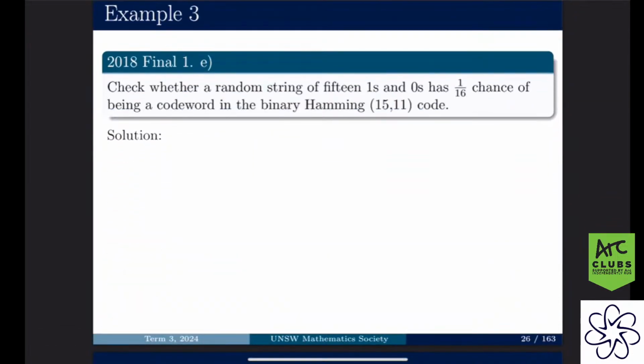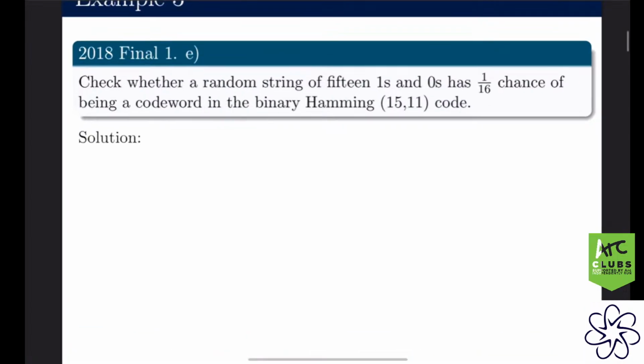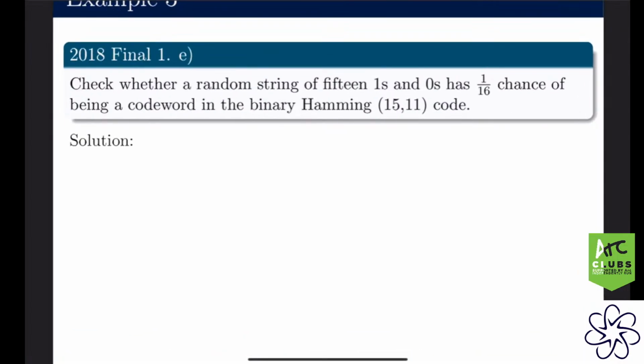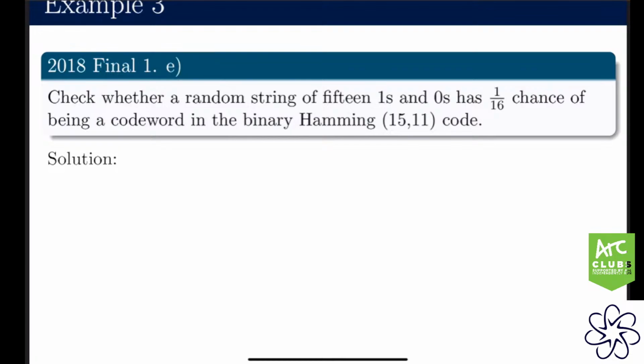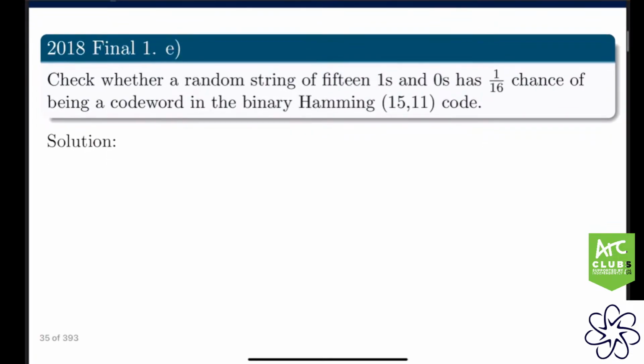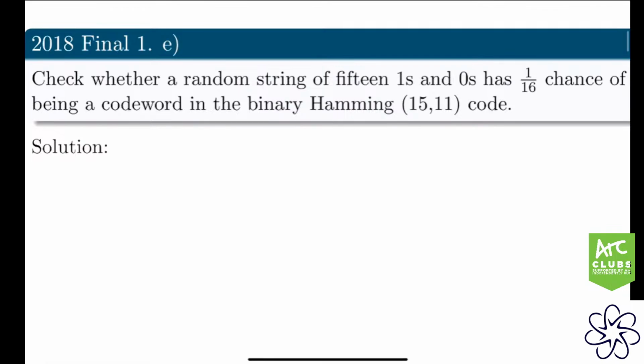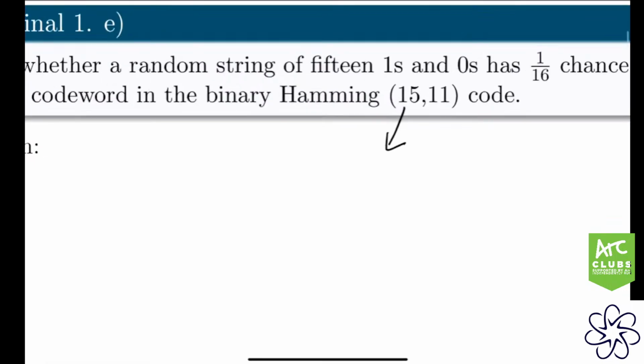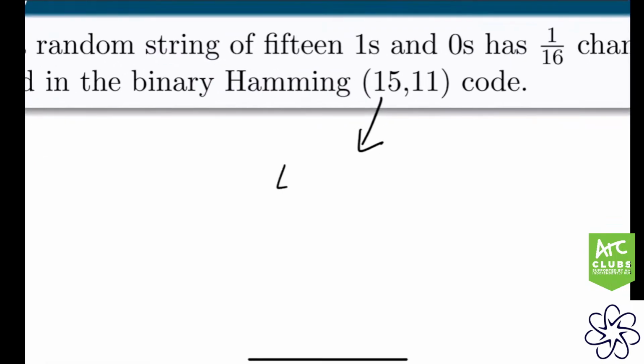So going to this question, we note that for a random string of 15 ones and zeros, those information bits could be anything, but we are more interested in the check bits, right? Because they have to be fixed. For the 15-11 Hamming code, we have our length of 15 and we have 11 information bits, which means we have 15 minus 11 check bits.